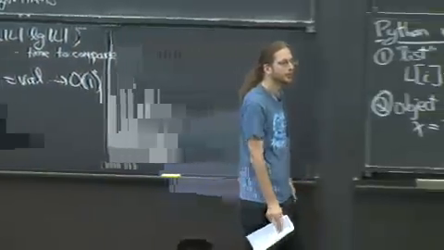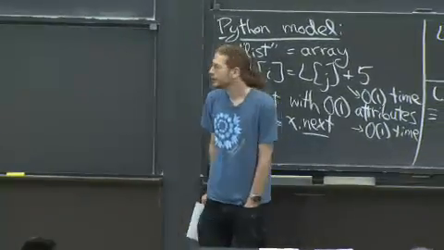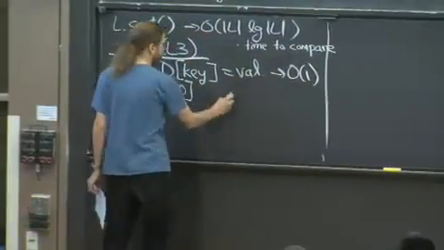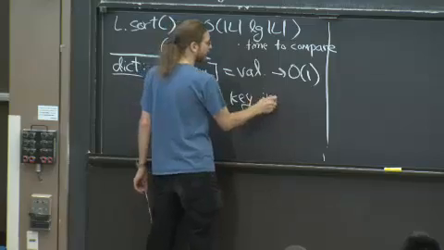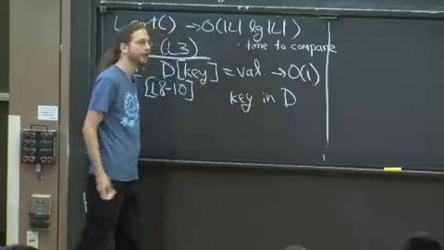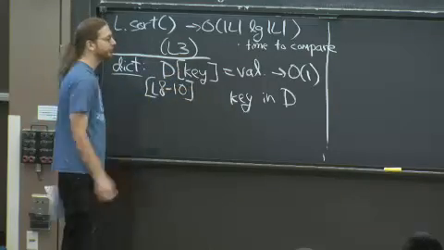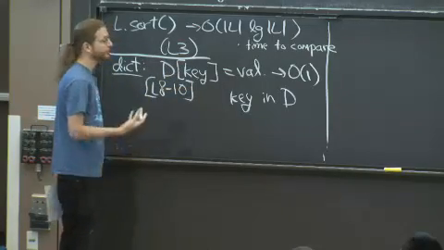Yeah? Does it first check to see whether the key is already in the dictionary? Yeah, it will clobber any existing key. There's also, you can test whether a key is in the dictionary. That also takes constant time. You can delete something from the dictionary.